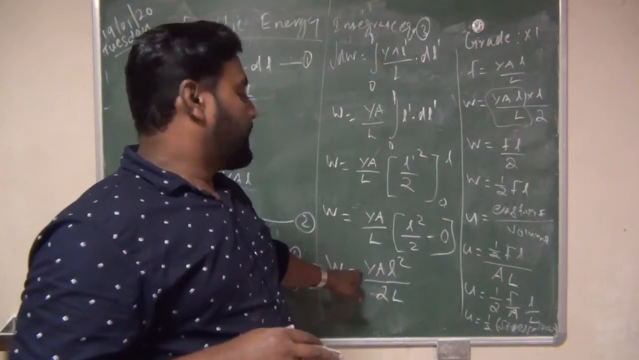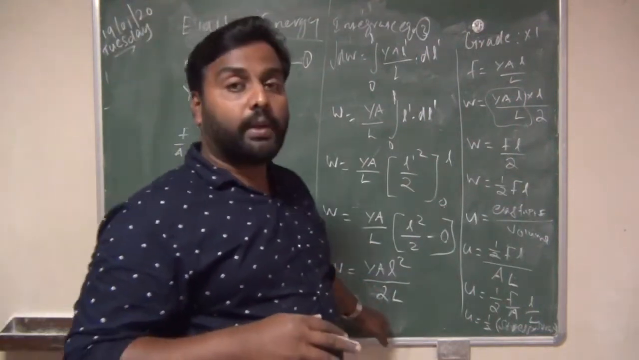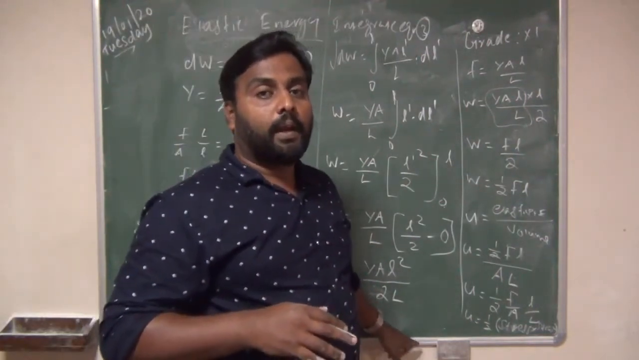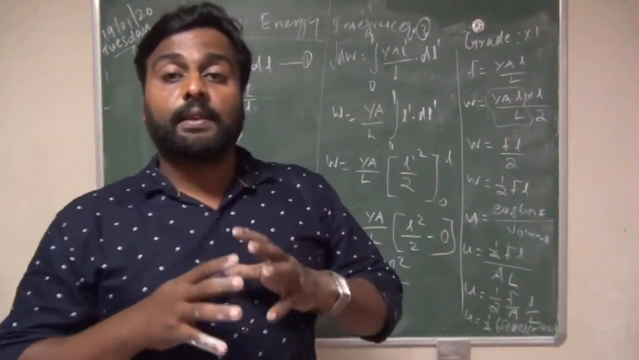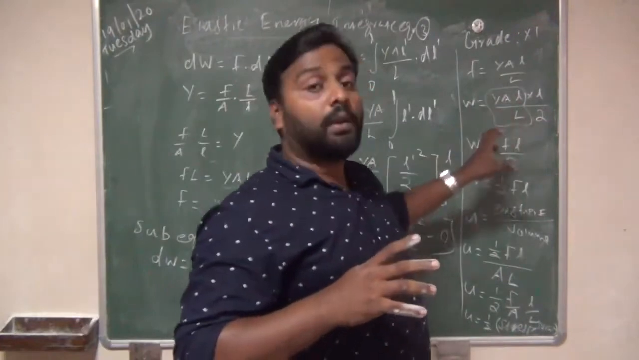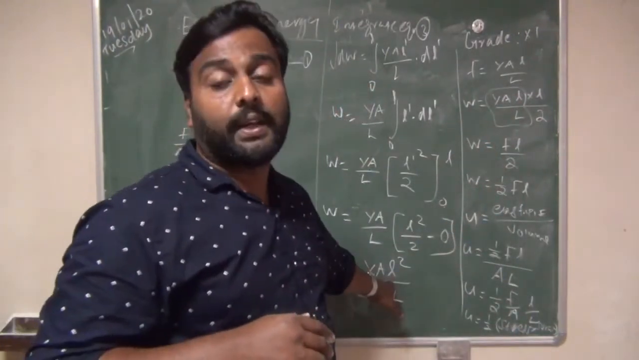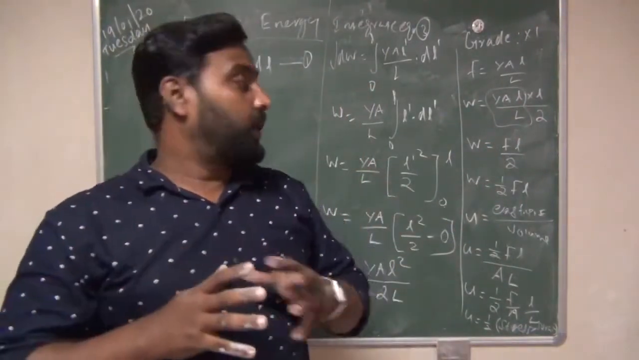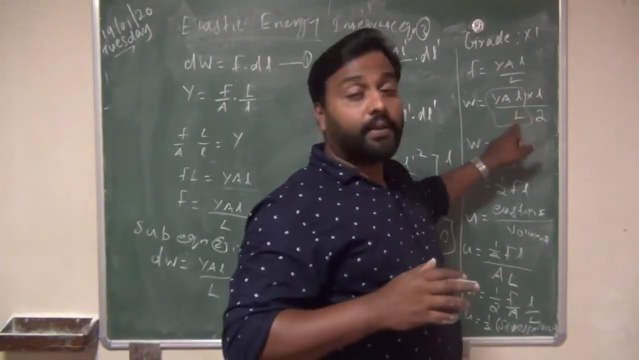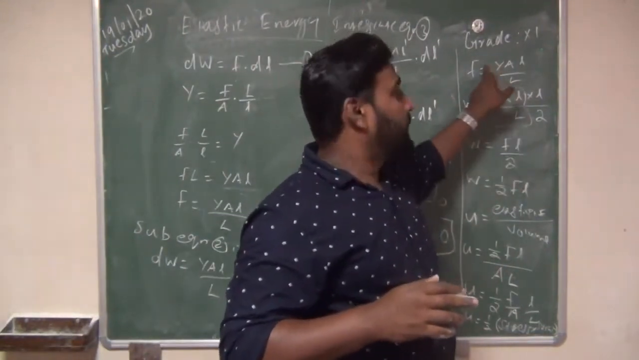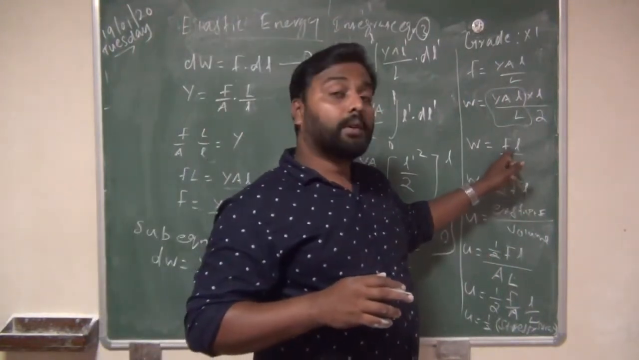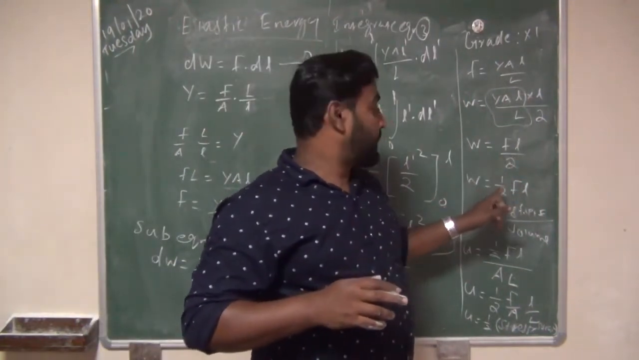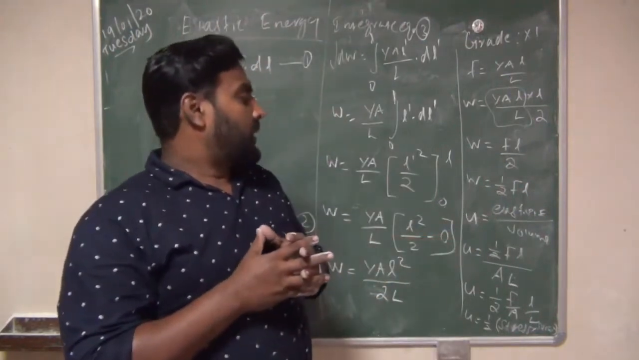While applying this we will get YA l square by 2 capital L, and we know that Y A small l divided by capital L is F. For that substitution we split l square as l into l. So YAl divided by capital L we can write as capital F. So the work done is W is equal to F small l divided by 2.